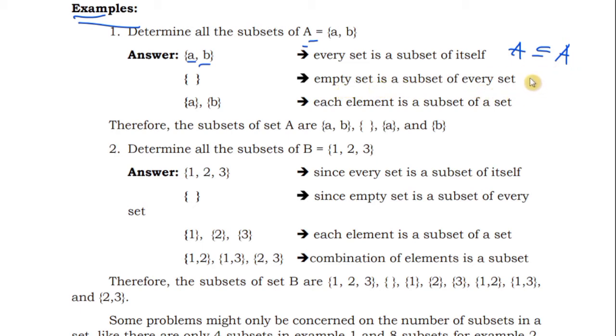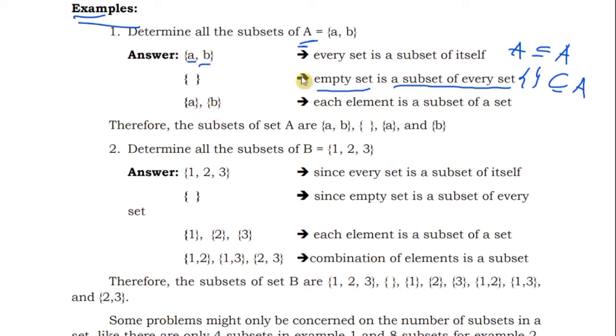So in this case, we have the null set or empty set as a subset of A, because according to the definition, the empty set is a subset of every set. Since we are given set A, the empty set is a subset of A. Each element is a subset of a given set.